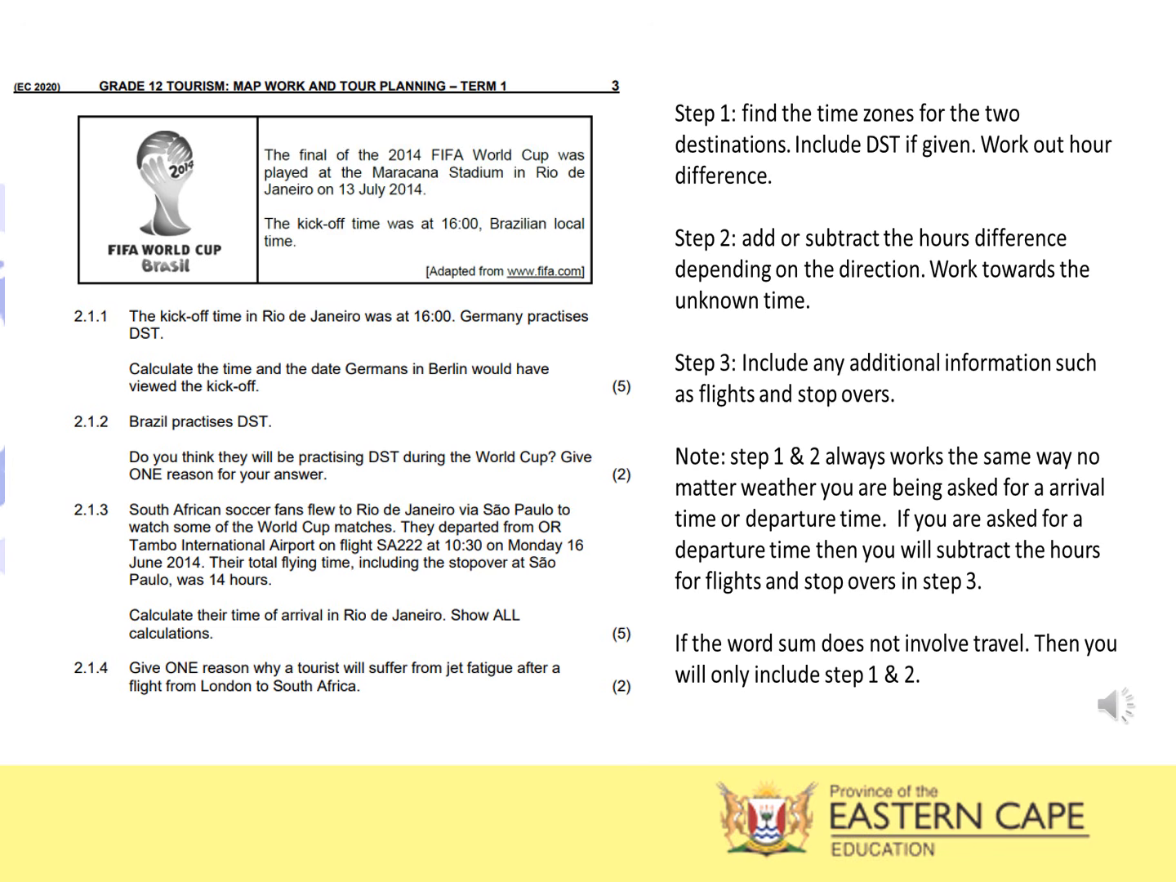Note, step 1 and 2 always work the same way no matter whether you are being asked for arrival time or departure time. If you are asked for a departure time, then you will subtract the hours for flights and stopovers in step 3. If the word sum does not involve travel, then you will only include step 1 and 2.